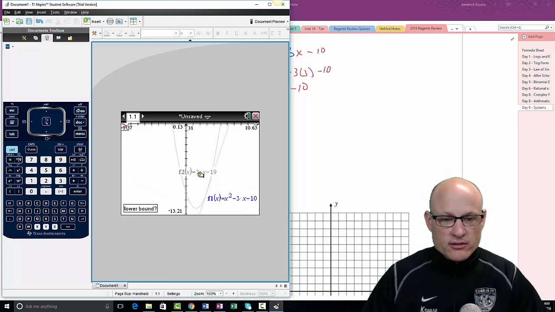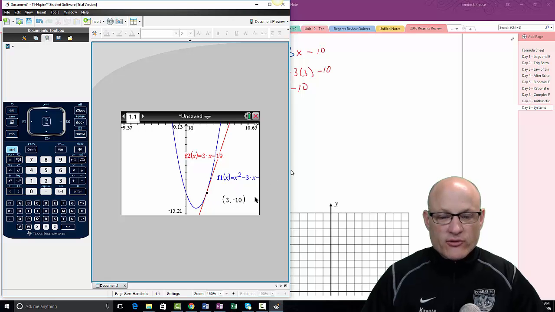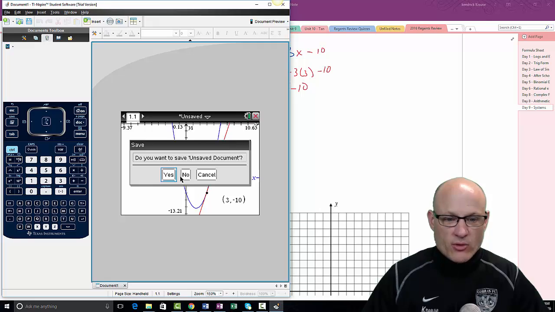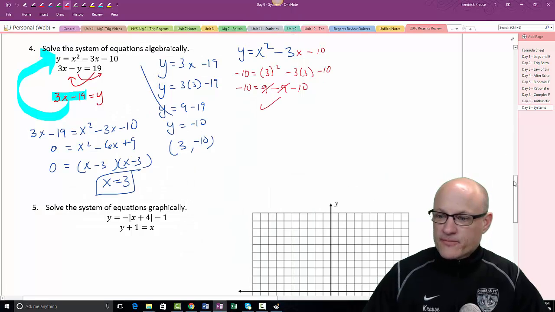Intersection. You click here. With this calculator, you get a dotted line. You have to get to the left side, then get to the right side. And then it will tell you that the point of intersection is 3, negative 10. It's another way to check your answer. Let me show you on the other ones real quick how to check it.